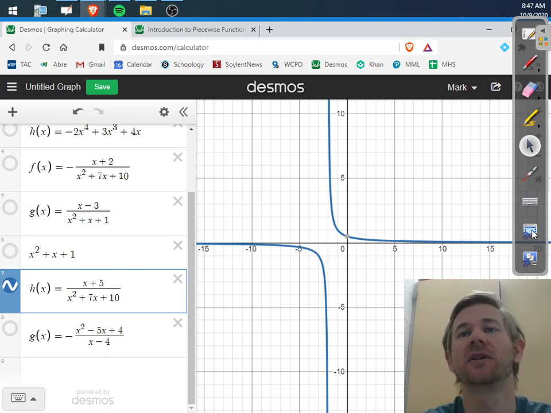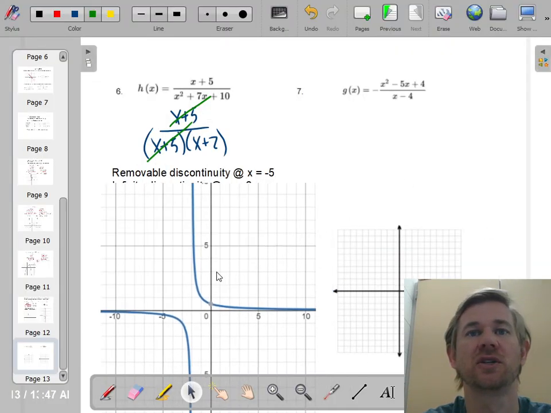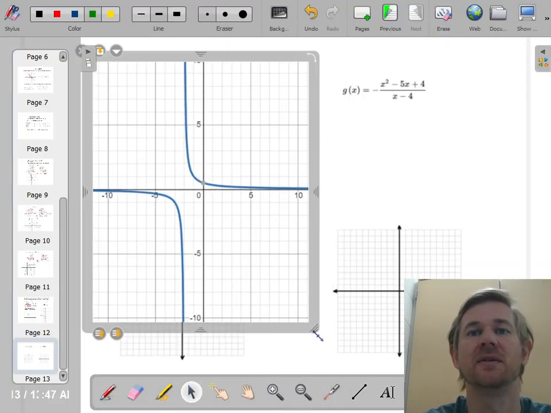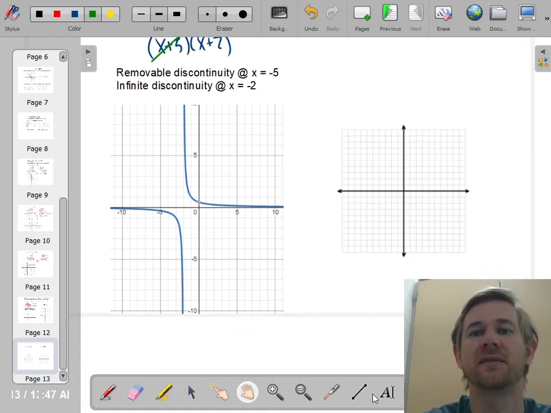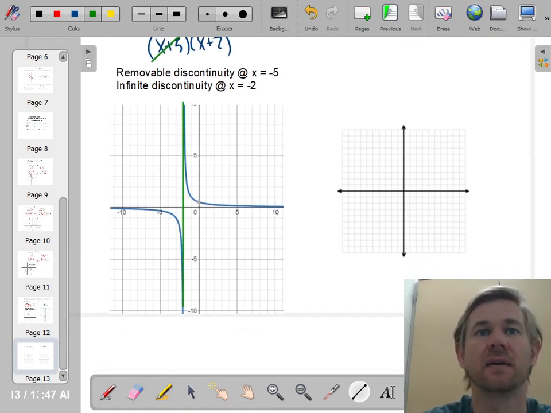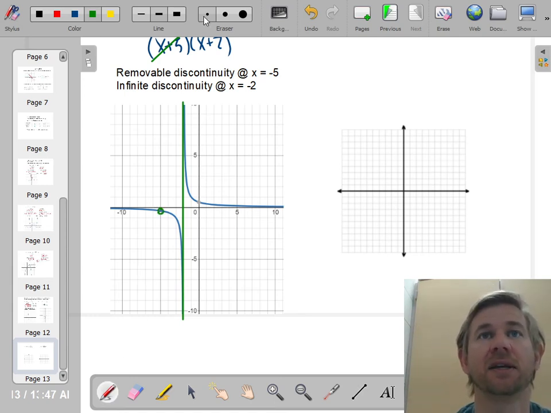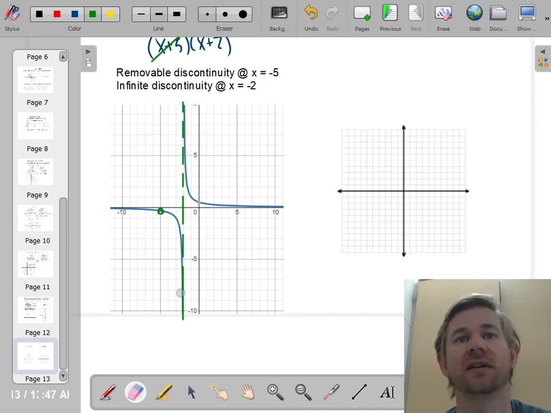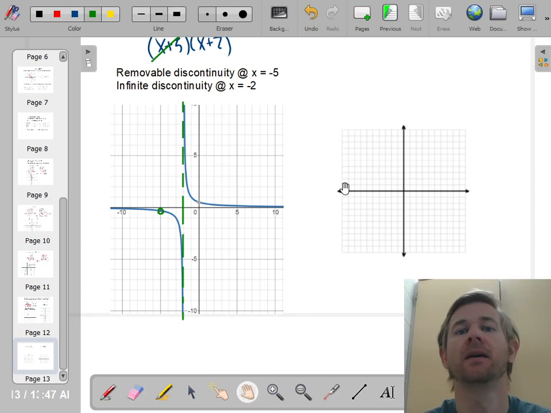So there's our picture. I'm just going to screenshot it. And I will make sure that I draw my discontinuities. So I have a vertical asymptote at -2. That's right here. And then I have a removable discontinuity at -5, so right there. And as I make these asymptotes, you should make dashed lines. So there you go. Let's do one more.